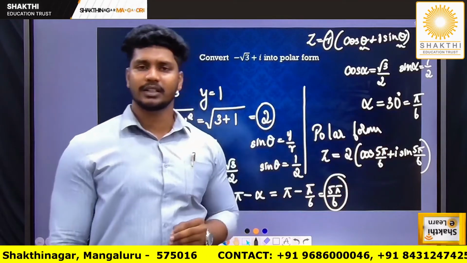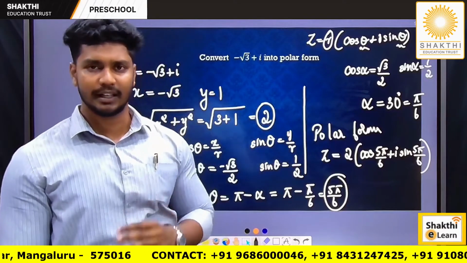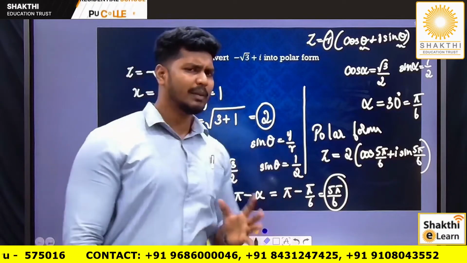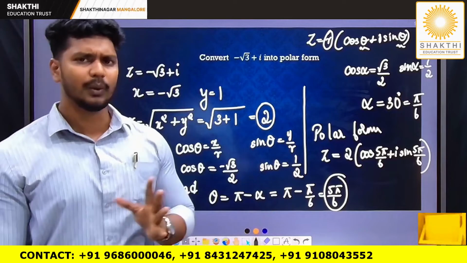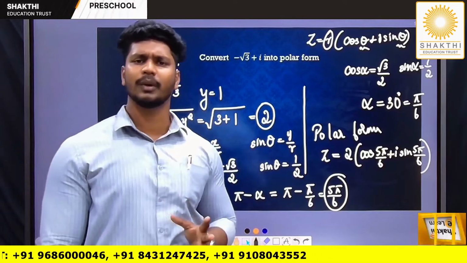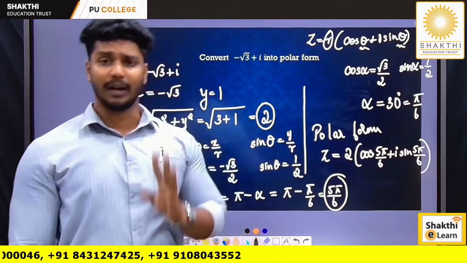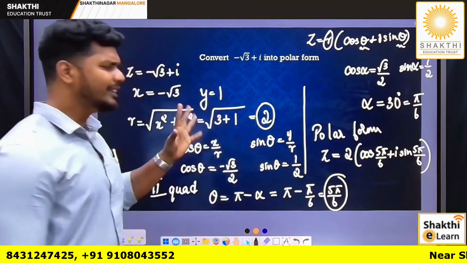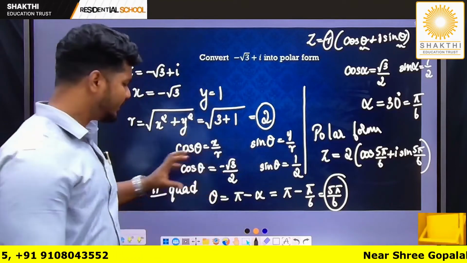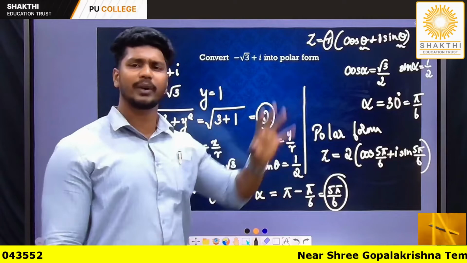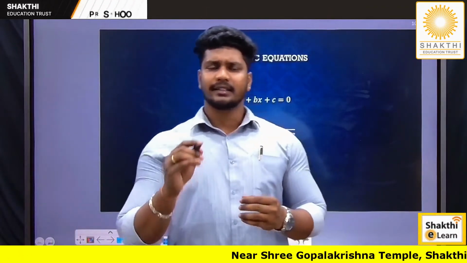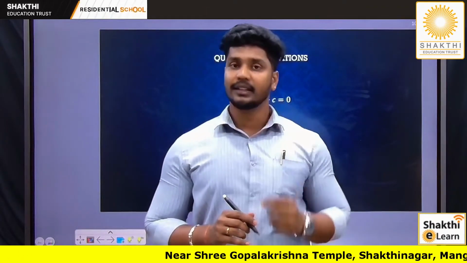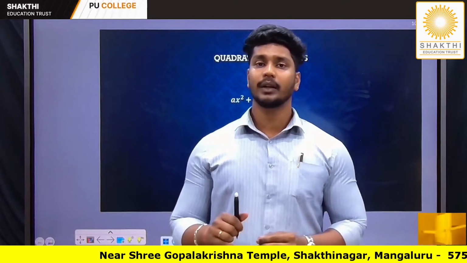This kind of question will be asked for 3 marks in your final exam. The weightage of this question is 3 marks, and it is compulsory: a question will be given to you to convert a complex number into polar form. It is a very easy sum, not that difficult. Just finding the value of theta, you have to use your brains. That completes the second part of complex numbers, that is, converting a complex number into a polar form.